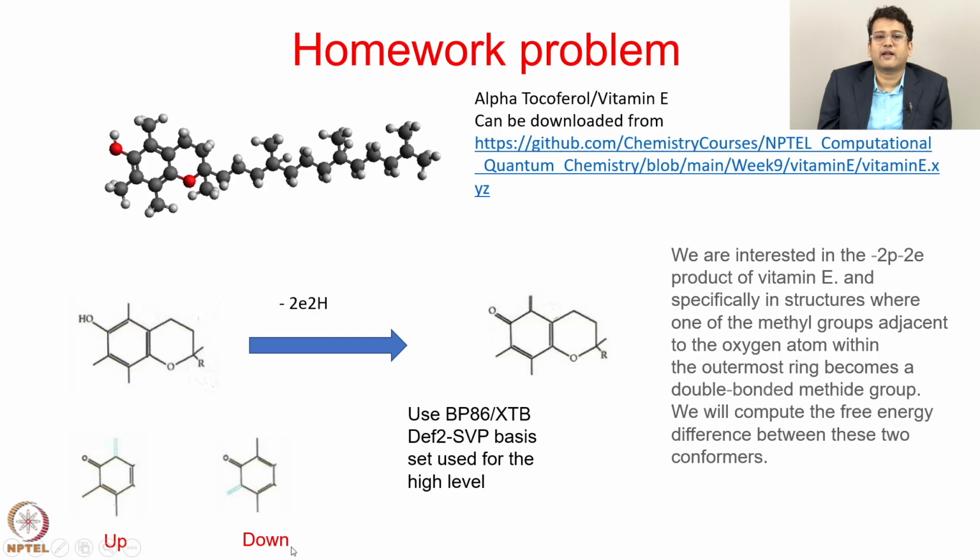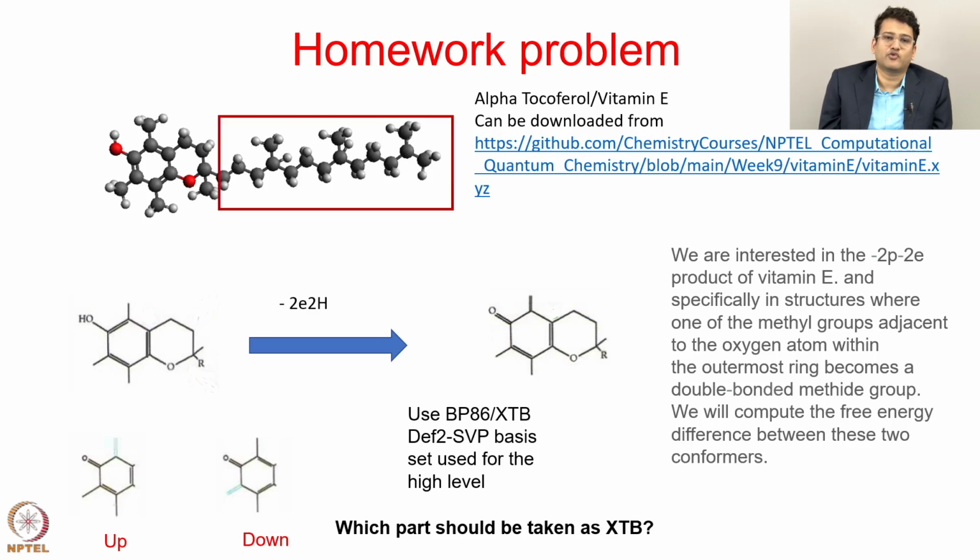Now, the question is how we are going to choose which part should be taken as XTB, or which part should be taken as the lower level method. Here we interchangeably use MM and XTB because this is just used as a lower level method. So again the guideline will be the same: I need to cut the bond where there is a single bond, and most probably preferably a C-C single bond. So this is the region I should take as XTB, and so I should cut the bond here.